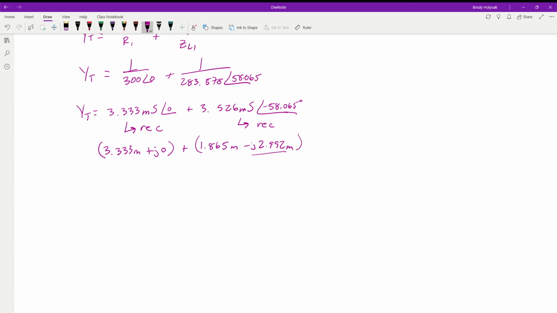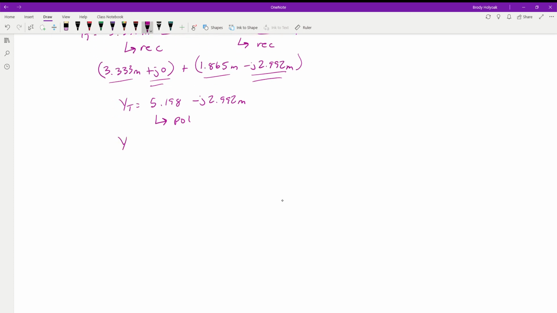So now that we have that value, we're going to add our similar terms together. Our admittance total turns into 5.198 minus J of 2.992 milli. Now we want to take this value and convert it to polar because we have to take the reciprocal again. So this turns into 5.998 milli at an angle of negative 29.925 degrees. Now we take the reciprocal again to convert this back into our impedance.